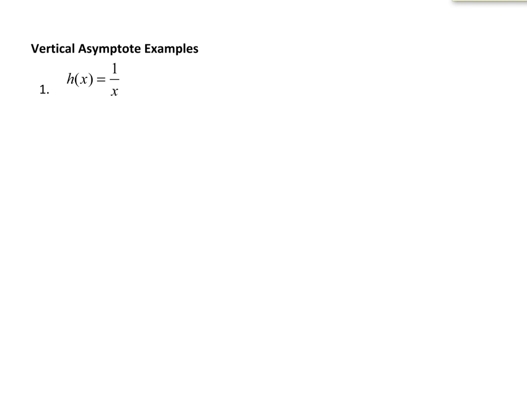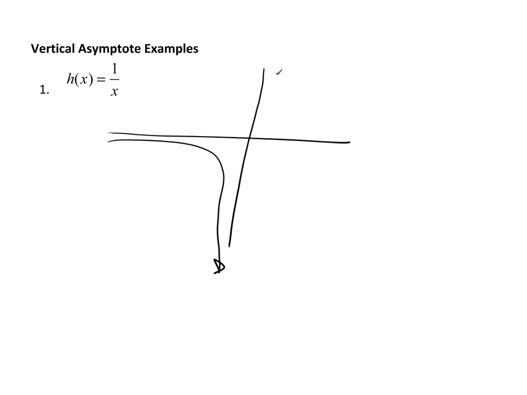So let's look at some examples of vertical asymptotes. h of x equals 1 over x. We've already looked at this graph, and we know that this graph looks like this. And notice as x approaches 0 from the left, it's negative, but very, very small. So 1 over something very, very small is very big, but negative, so I'm going to go down to negative infinity. And then likewise, as x approaches 0 from the right, I'm going to come up.